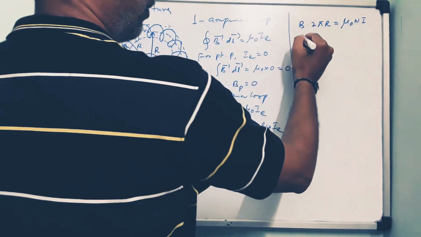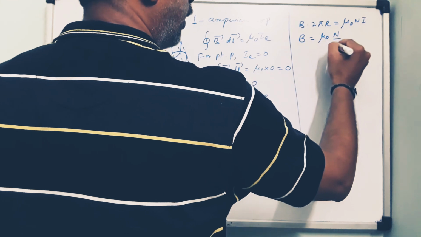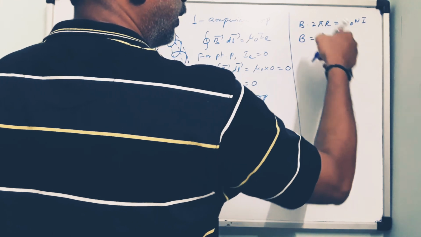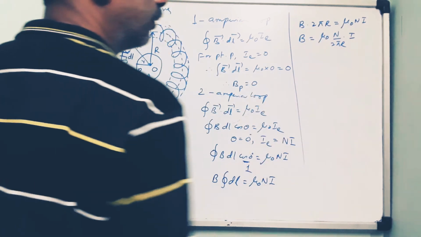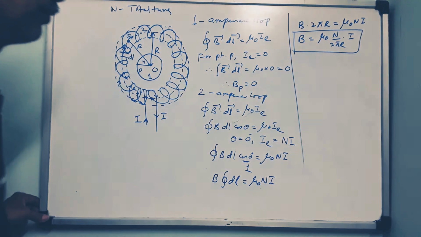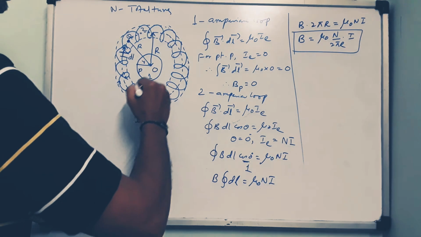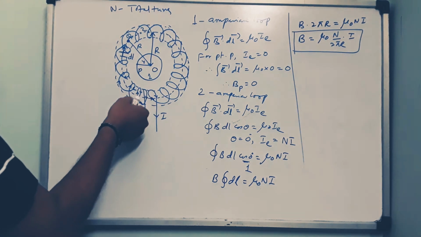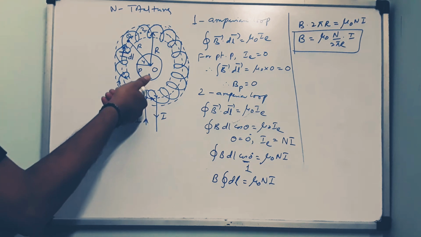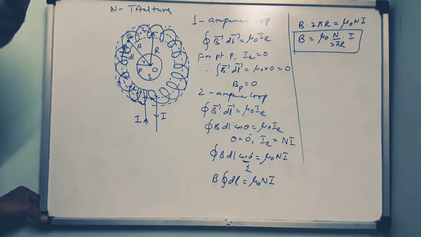So we are now trying for B. B is on the left side. So B equals mu naught into N divided by 2 pi R, I am taking 2 pi R this side, into I. So this is the final expression, the magnetic field along the axis. So what is the direction of this magnetic field? Now the current is threading like this. So if you hold this turn upwards like this, the field will be going in the clockwise direction.